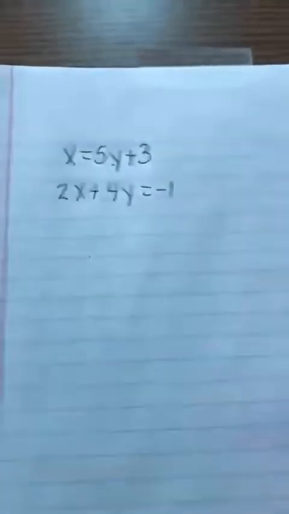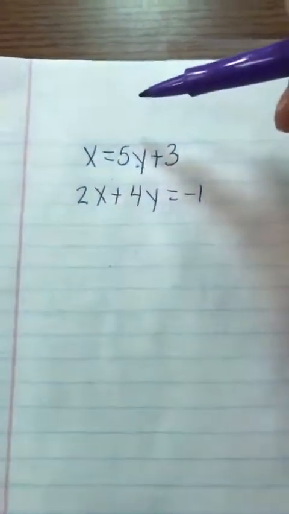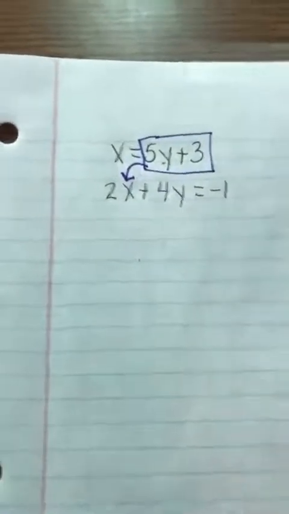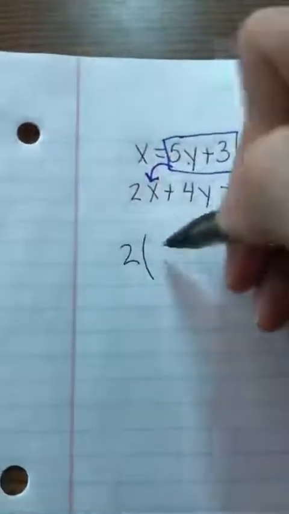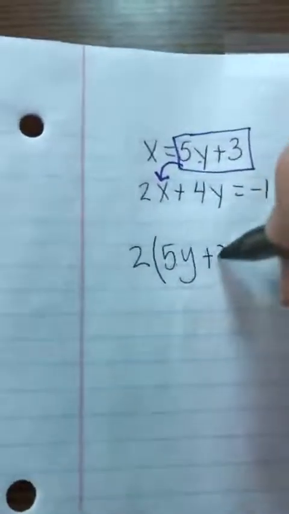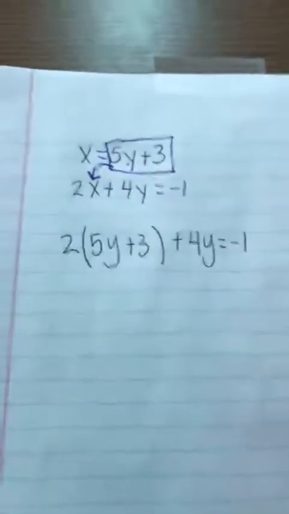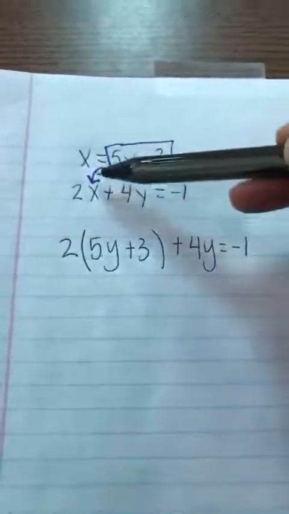Last one by substitution. I see that this is an x equals, and although this isn't in slope-intercept form, I know that it has an x equals. So I'm going to choose this one to substitute in. So wherever I see an x, I'm going to plug this in, and I see one right here. So instead of writing 2x plus 4y equals negative 1, I'm going to write 2 times 5y plus 3 plus 4y equals negative 1. So I've just taken this and I've just plugged it in.